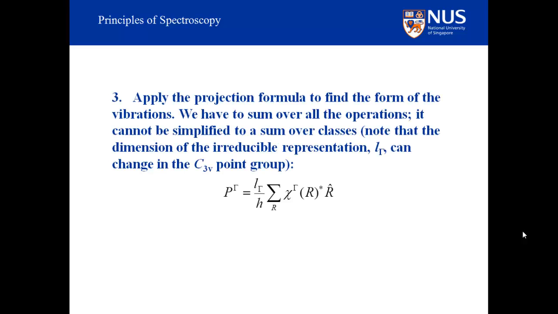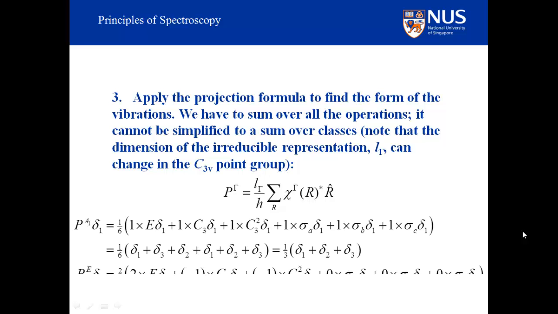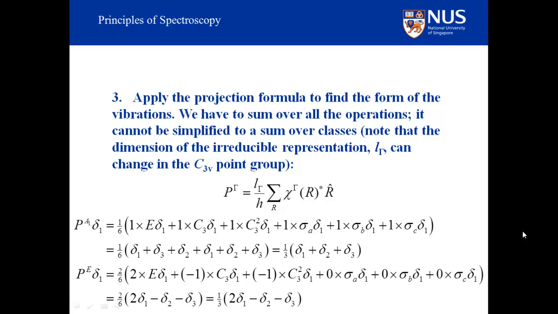Finally, we can apply the projection formula to find the form of the vibrations. We have to sum over all the operations. It cannot be simplified to a sum over classes. Note that the dimension of the irreducible representation, L sub gamma, can change in the C3V point group. We do not need to project with A2 symmetry because a linear combination with that symmetry does not exist.